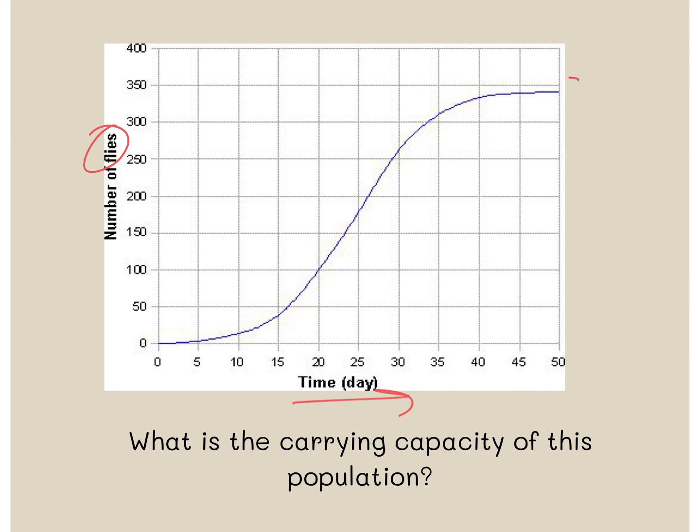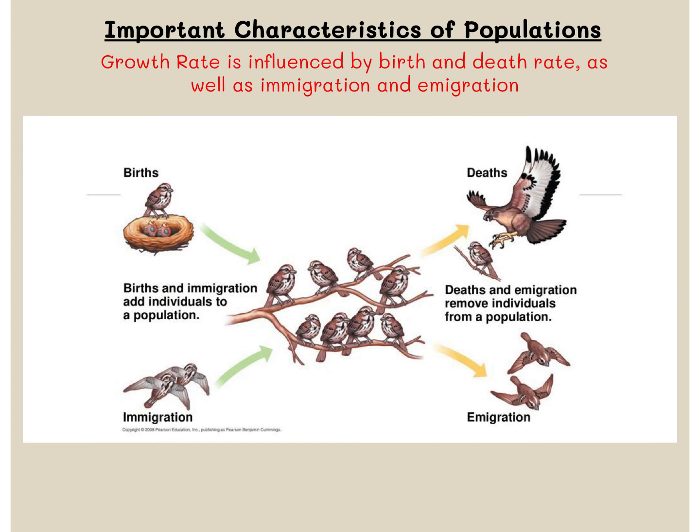Okay, so if you identified the carrying capacity, first of all, it is right there. And if we follow that back to the y-axis, it looks like our carrying capacity is about 350 flies, or maybe just a little less than that. So population growth can be influenced by a variety of factors. How fast the birth rate and death rate are will influence the population growth, as well as both immigration and emigration. Immigration would be organisms migrating into a population, and emigration would be organisms leaving the population.